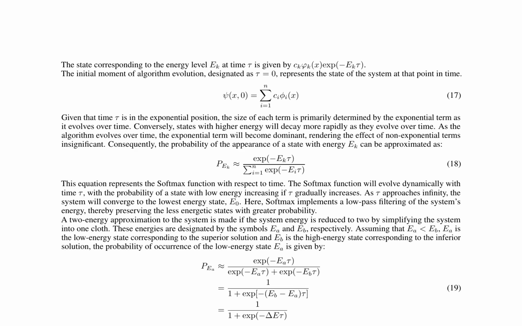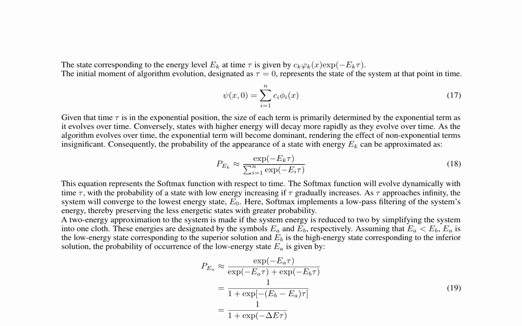At tau equals 0, the system is in the state psi(x, 0) equals the sum over i of ci phi_i(x). As time evolves, the exponential term dominates, and states with higher energy decay more rapidly. The probability of a state with energy ek can be approximated as p(ek) approximately equals exp(-ek tau) divided by the sum over i of exp(-ei tau), which represents a softmax function with respect to time.